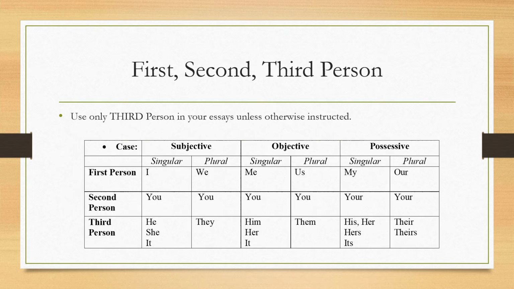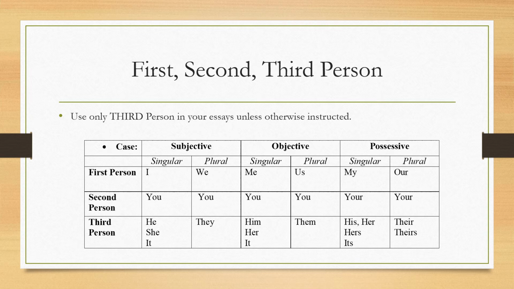Next, first, second, and third person. So for formal writing, you will only be using third person. So here are some examples of what is first and second person, and then what is third person. So just make sure that whenever you're doing this, that you are only selecting pronouns from the bottom row.